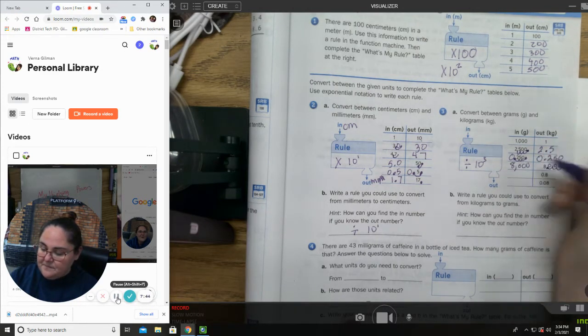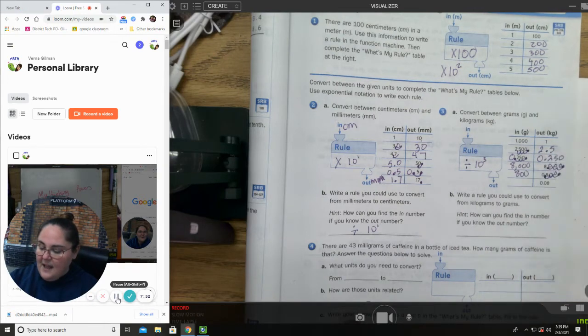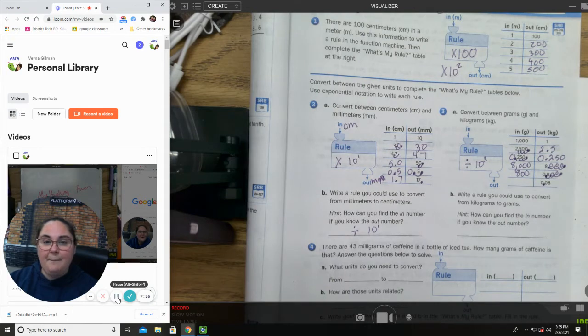8,000. Here it is. I'm going to go 3 spaces. 1, 2, 3. 800. I want you to use this decimal here. Multiply by 10 to the third, or 1,000. Find your answer. What number would finish filling in this chart?